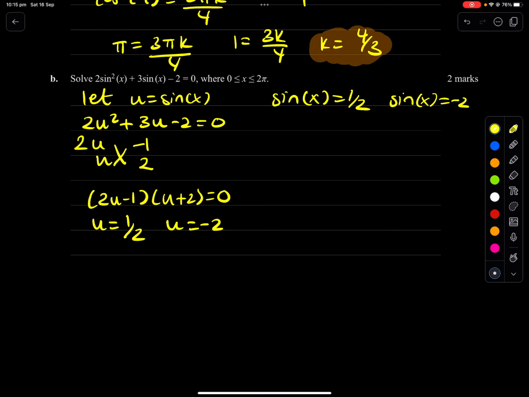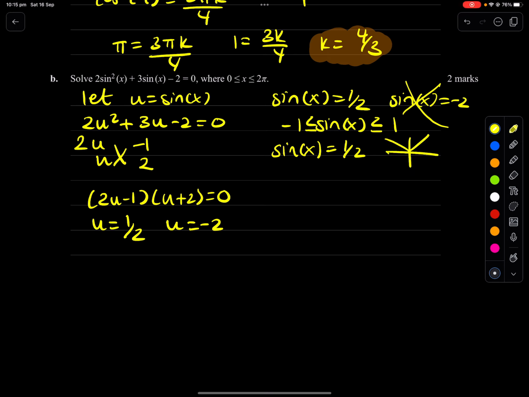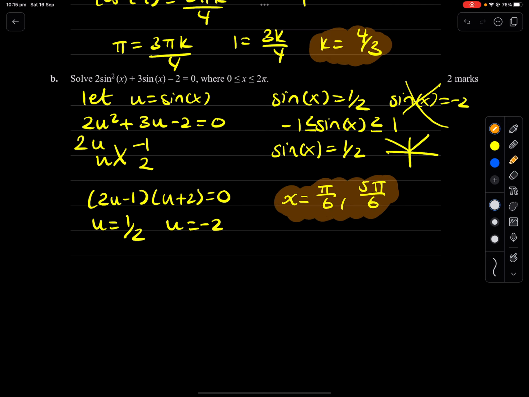Now, this is rubbish. Sine x equals negative 2 is impossible because sine is only between negative 1 and 1. So we cancel that out. So only sine x is half, so if I say CAST, so here S, so we can say x is, what solutions? Pi on 6, and what's pi minus pi on 6? 5 pi on 6. Yeah? So pi minus pi on 6, 5 pi on 6. These are your two solutions.